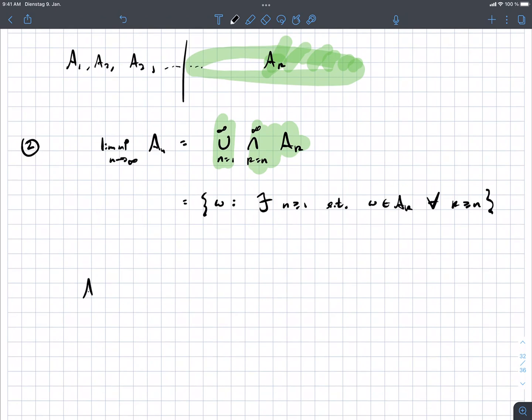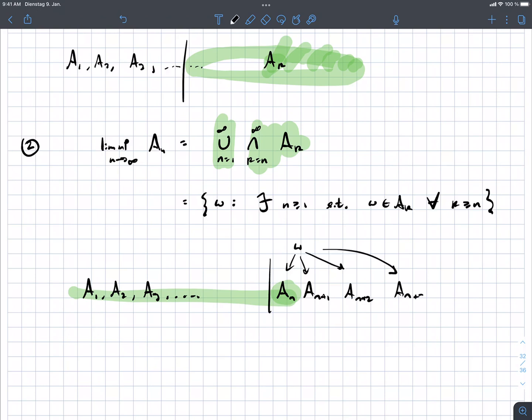Okay, that means if I think about writing out my sequence, at some point there's an n. At some point I get to A_n, and then after that, omega is in every single set after that in the sequence. That's how we can interpret this. There exists some n such that after we reach that set in the sequence, the outcome is in every single one.